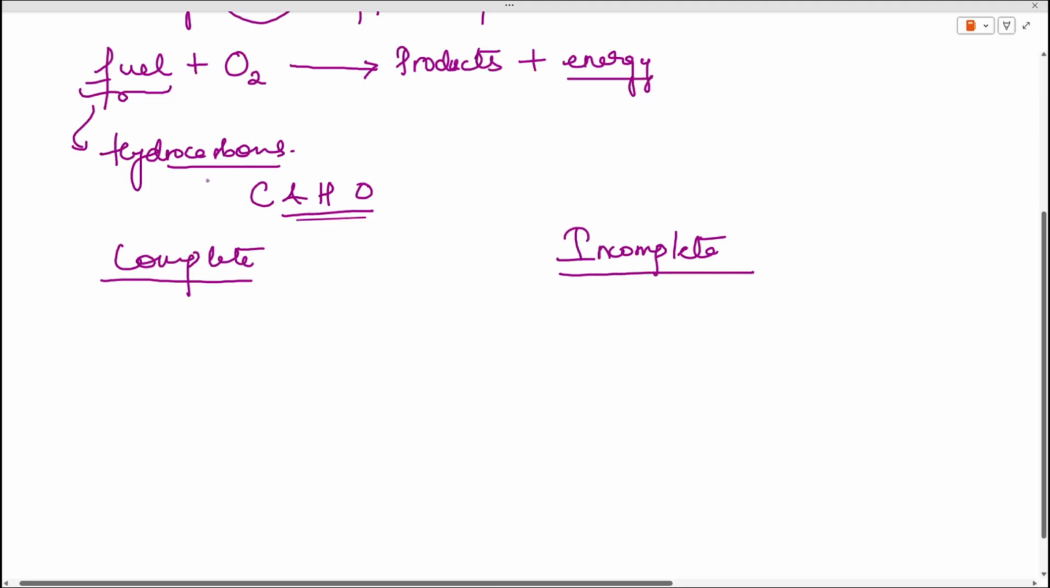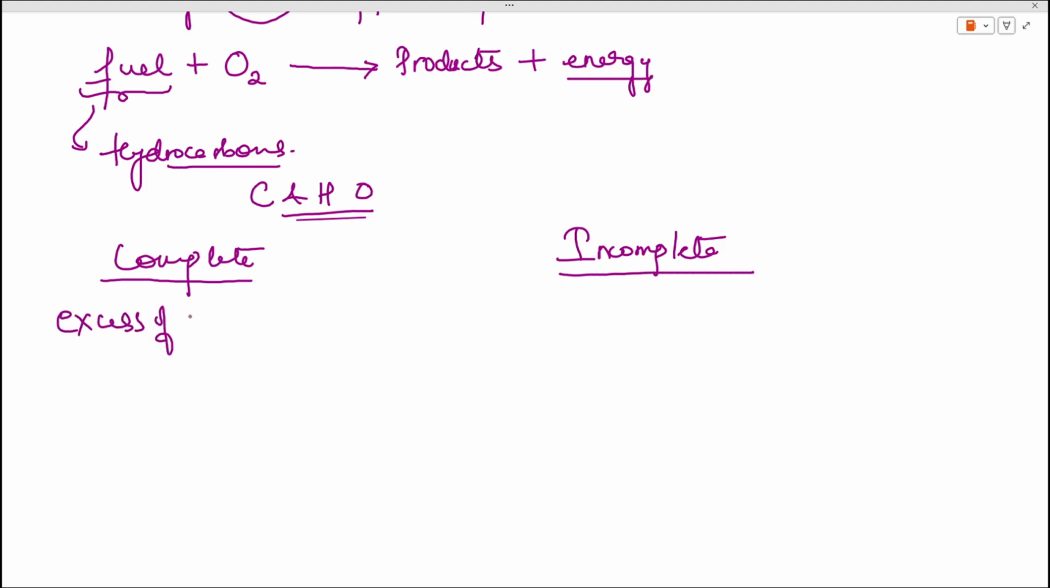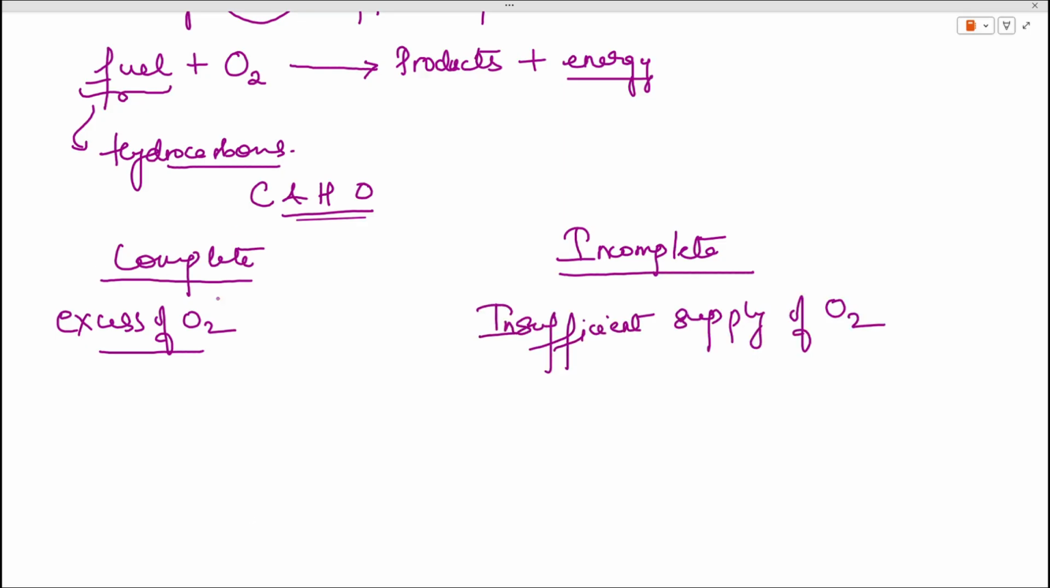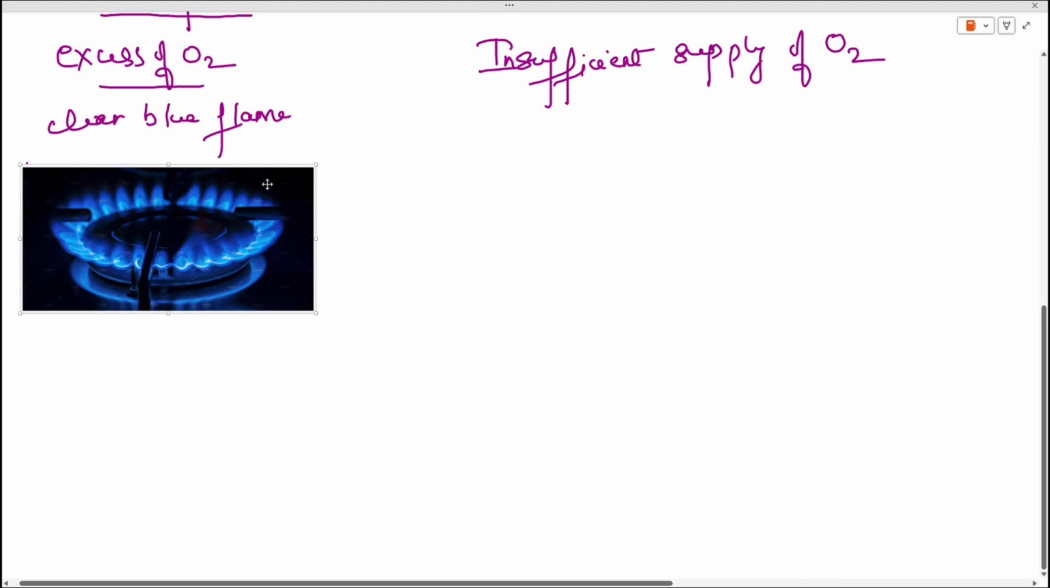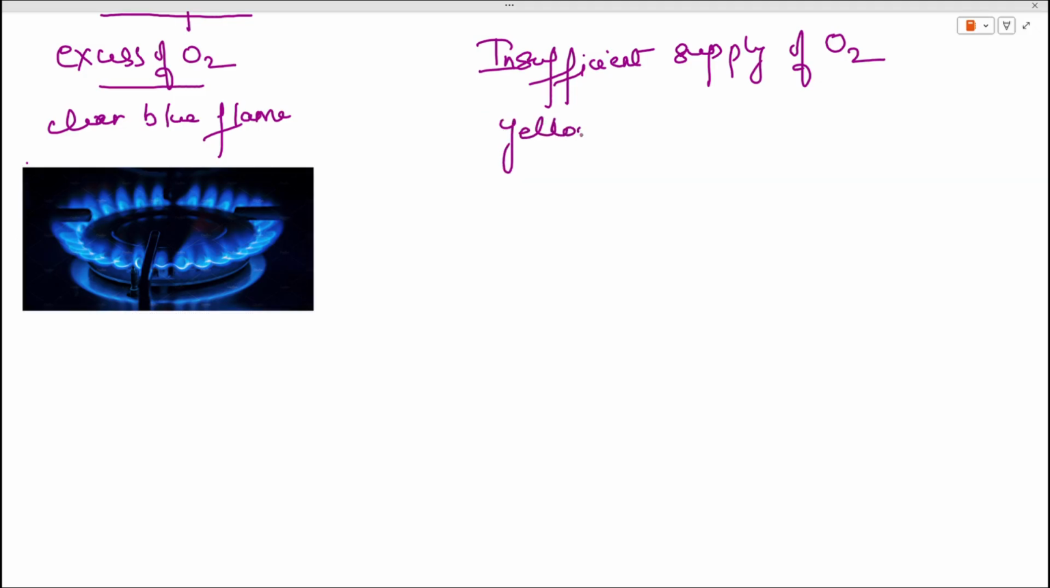The main difference between complete and incomplete combustion is that complete combustion takes place in excess of oxygen, whereas incomplete combustion takes place when there is insufficient supply of oxygen. Complete combustion gives out a clear blue flame. The flame looks something like this when the process is complete combustion, whereas in case of incomplete combustion, the flame given out is a yellow sooty flame.